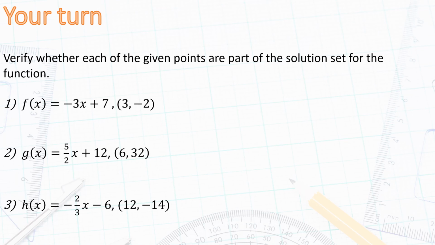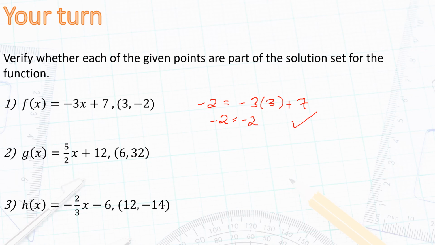All right, so for the first one, we have, is 3, negative 2 a solution for f of x equals minus 3x plus 7? We sub in minus 2 for the solution, and minus 3 times 3 plus 7, so we're subbing in 3 for x. Minus 3 times 3 is negative 9, plus 7 is negative 2. So we have minus 2 equals negative 2. They match. This is a solution. It is on the graph. So this would be a point on the graph if we were to draw it out.